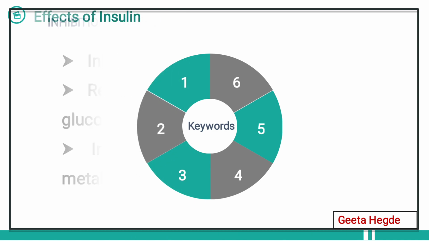So overall, insulin acts to lower blood glucose levels by promoting the storage and utilization of glucose while inhibiting its production and release, thus maintaining energy homeostasis.